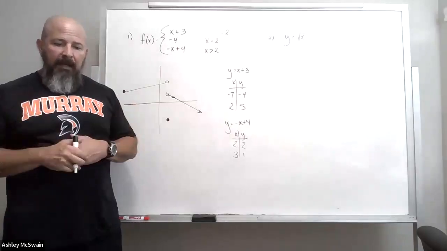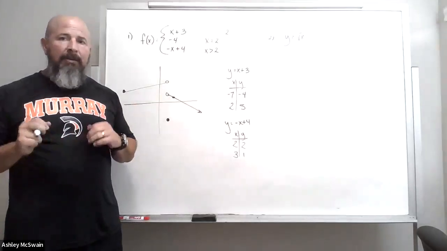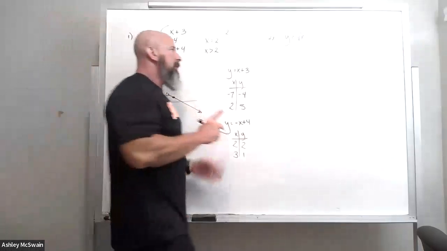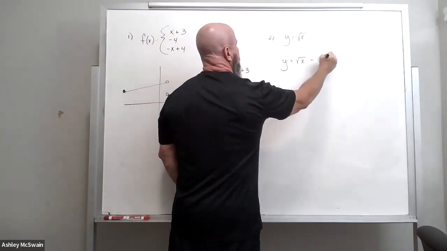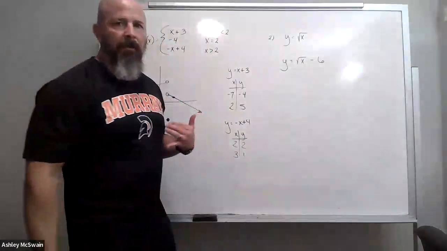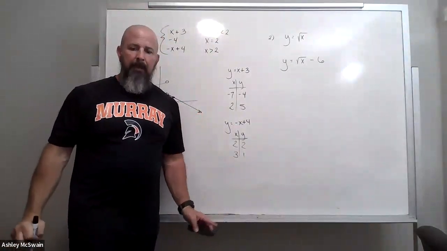So the first thing it's telling me is that it shifted down 6. So to move it down 6, that would be minus 6 on the outside. That has now moved the graph down 6.